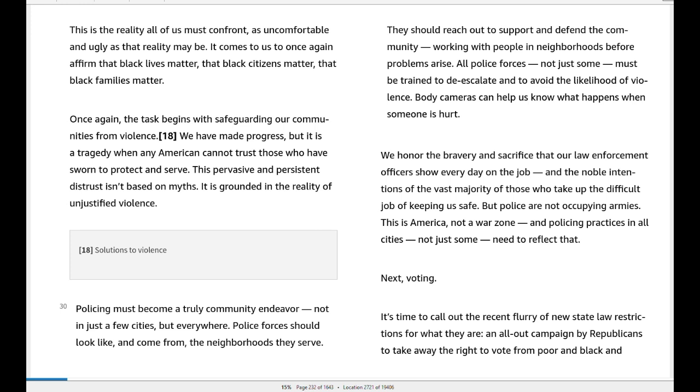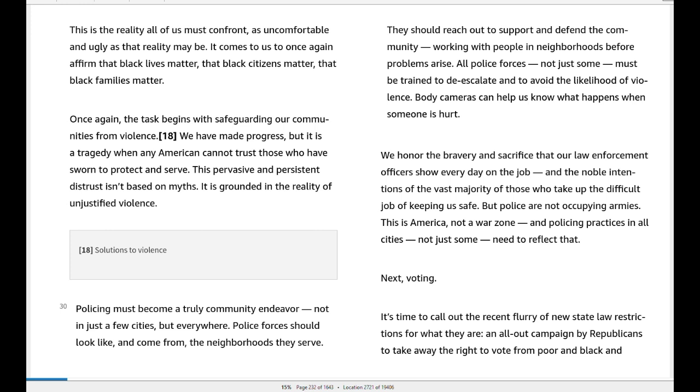As uncomfortable and ugly as that reality may be, it comes to us to once again affirm that Black lives matter, that Black citizens matter, that Black families matter. Once again, the task begins with safeguarding our communities from violence. We have made progress, but it is a tragedy when any American cannot trust those who have sworn to protect and serve. This pervasive and persistent distrust isn't based on myths. It is grounded in the reality of unjustified violence. Student Note 18, Solutions to Violence.